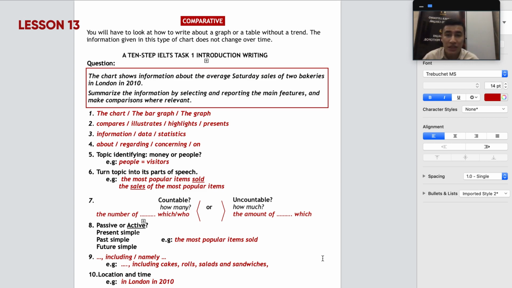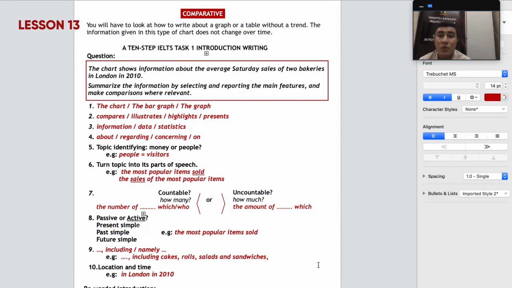Okay, I hope this was clear to you, and you should understand that usually we write comparative reports on bar graphs, pie charts, tables, and of course graphs with a trend, most of the time line graphs, or it can also be a bar graph with pie chart or table. Okay guys, and we are going to start from the first component of your report, which is an introduction. And here we have 10-step IELTS Task 1 Introduction and Writing Technique.